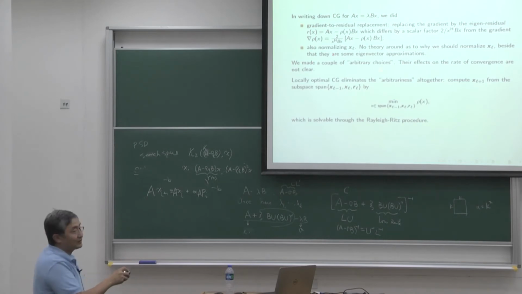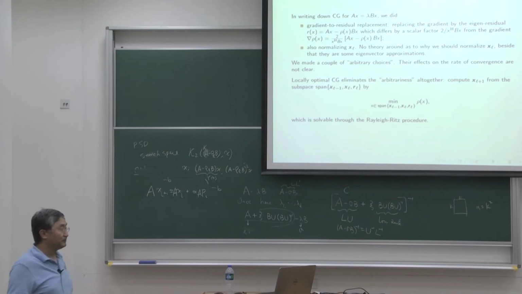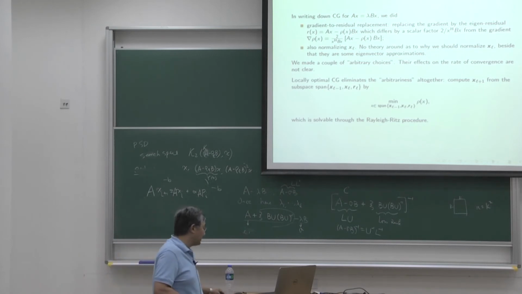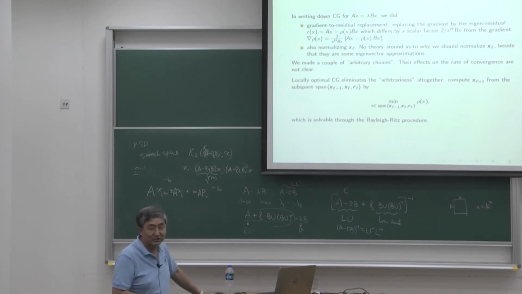Another is that we normalize the x_l every step by the B norm. Of course, you can use another norm as well. It seems it has an effect, but not too much. The overall convergence behavior is basically the same. This second choice doesn't show up in the general CG for a nonlinear optimization problem. Okay, but we just do that.